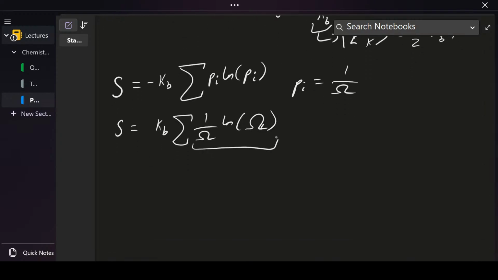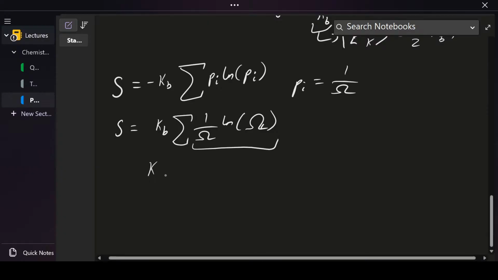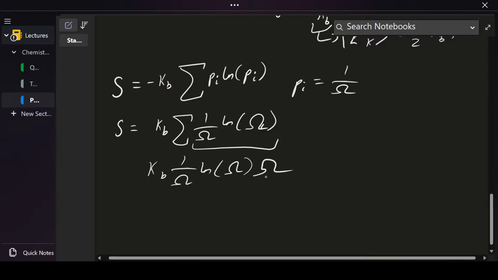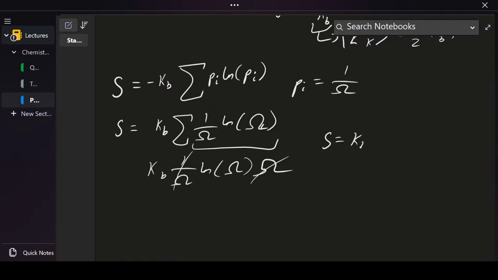And all of this is independent of our iteration variable i, so we can bring it out of the sum, and so we just get kB times 1 over omega times ln omega times the sum of 1. In this case, I'm just iterating over each of my terms and adding 1 to my total, so this just gives me the total number of states I have, which again is omega. That's going to cancel out with this, and so at equilibrium, the entropy of my system is equal to kB times ln omega.